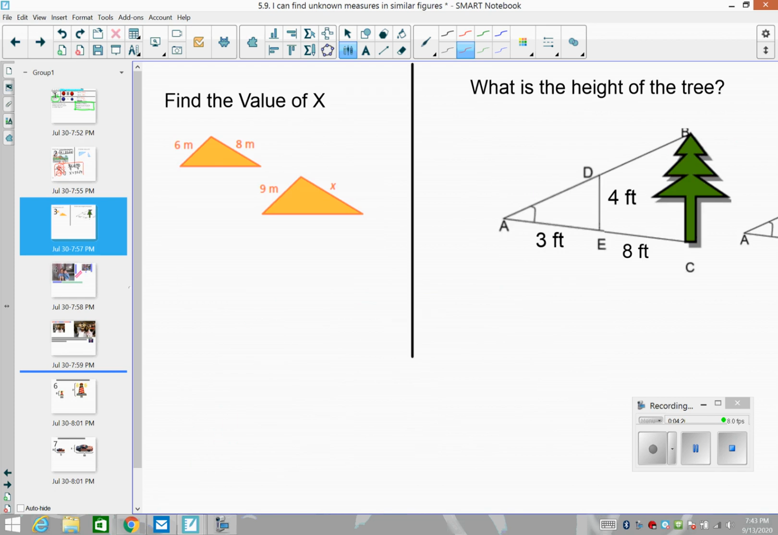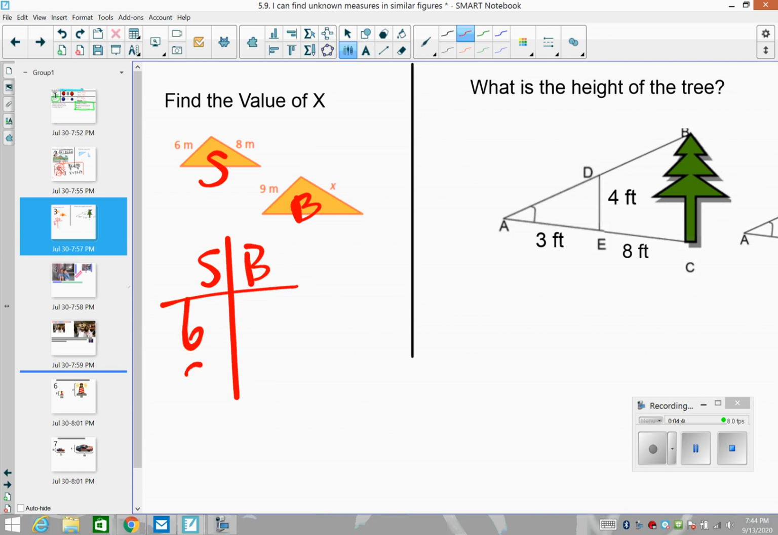Let's do this problem here. Corresponding parts to corresponding angles. We have a small figure and a big figure. So we have small and big. In my small figure, I have 6 meters and 8 meters. They both are in the small figure. So now we're going to line up the corresponding parts.